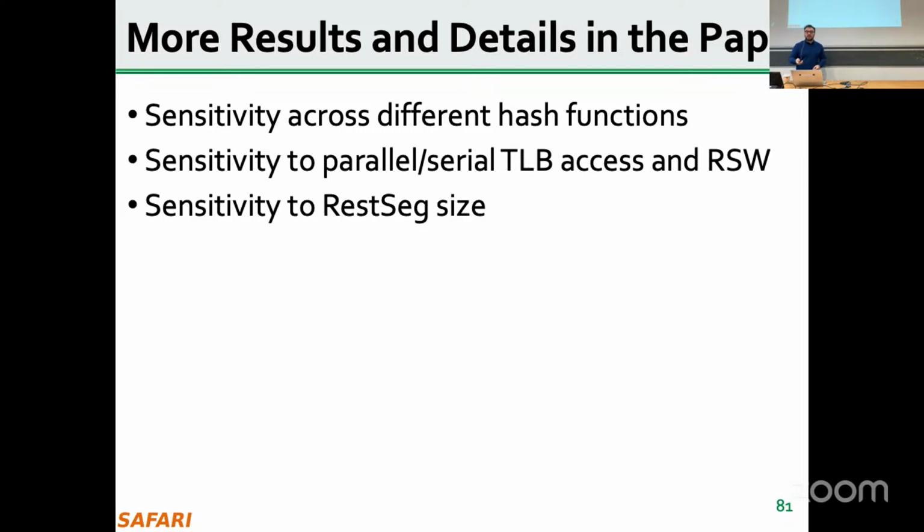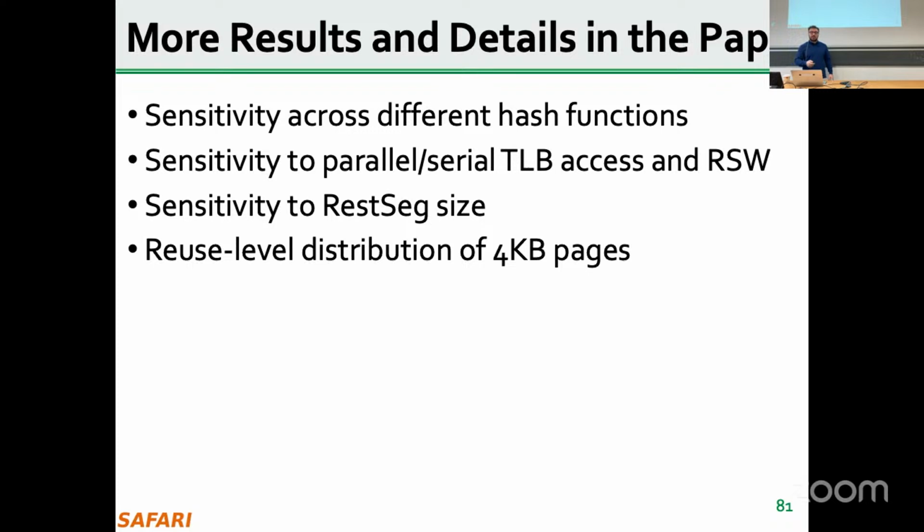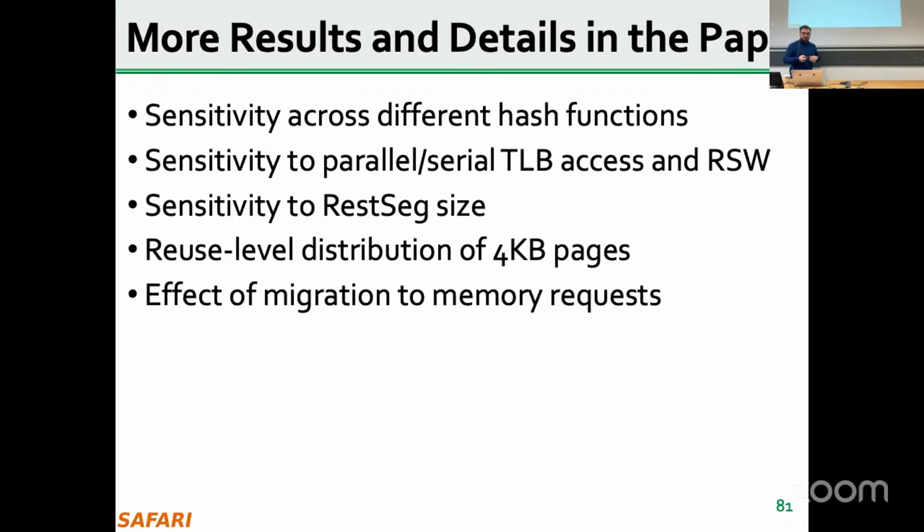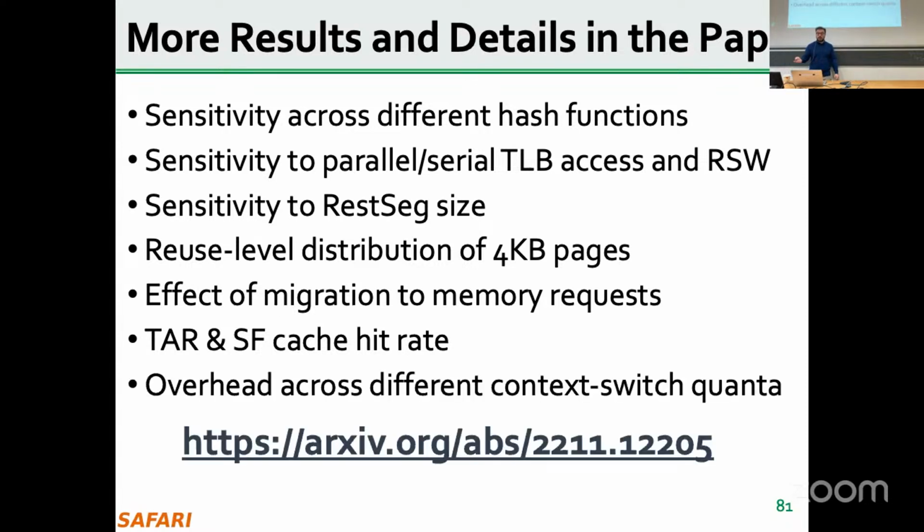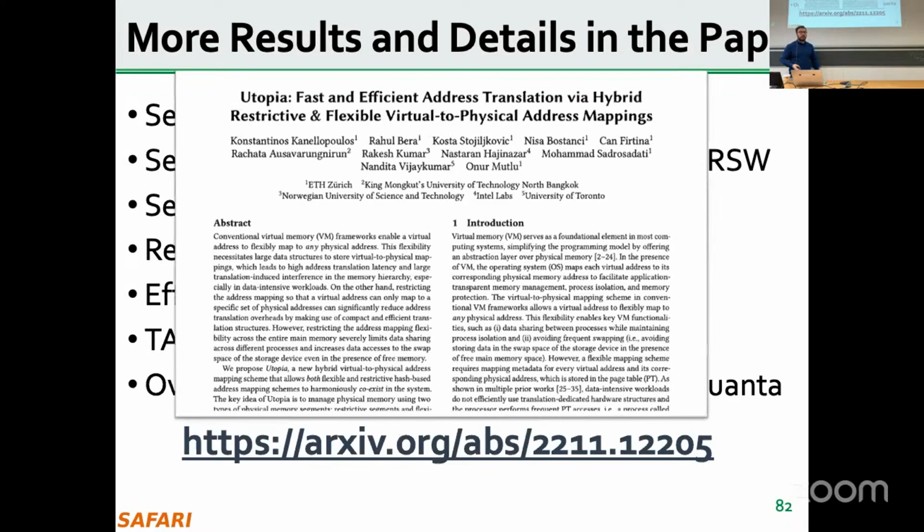Sensitivity to the restrictive segment size, a reuse level distribution of the 4 kilobyte pages that reside in the Utopia restrictive segment. Effect of migration on the memory requests, because we're migrating, and I think this is one of the biggest drawbacks of Utopia, that we need to migrate pages. The tag and set filter cache hit rate, and many more. And you can find the latest version on arXiv.